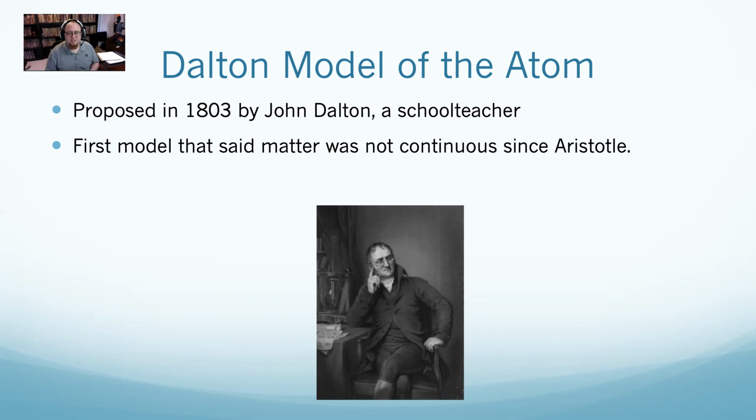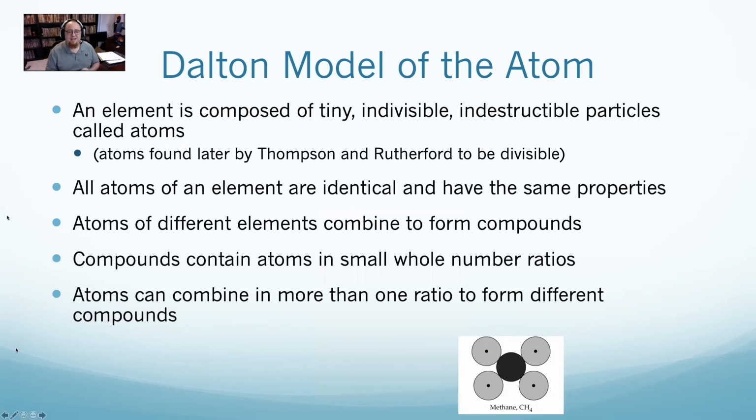But John Dalton said that things weren't continuous. They could be broken up. If you have a hunk of metal, it's made up of individual pieces or atoms. And he said each element is comprised of tiny, indivisible, indestructible particles. The general idea is an atom could not be split, that it was the basis of everything. You could never break an atom into pieces. It was later found not to be true by two men, Thomson and Rutherford. We'll come back to them.